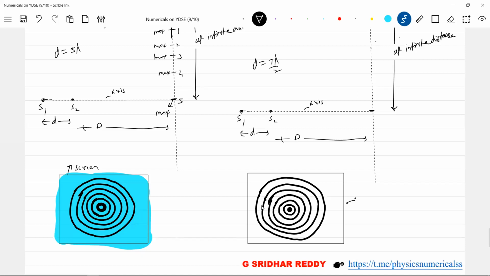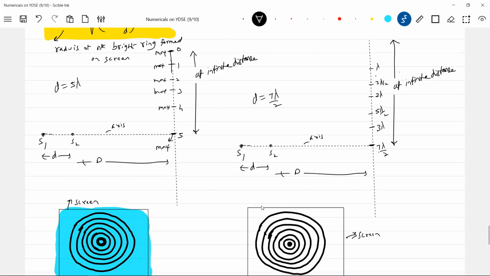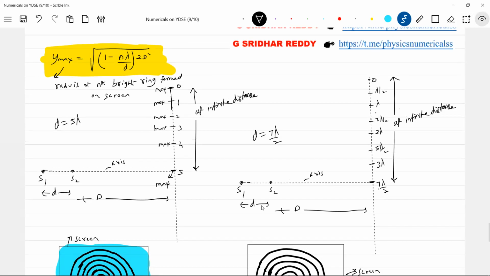On the screen, what is the path difference of the waves here? 7 lambda by 2. Next, 3 lambda, then 5 lambda by 2, 2 lambda, 3 lambda by 2, then lambda by 2, and the path difference between the rays arriving will be 0. Is it okay? Because far away, the path difference must be 0.